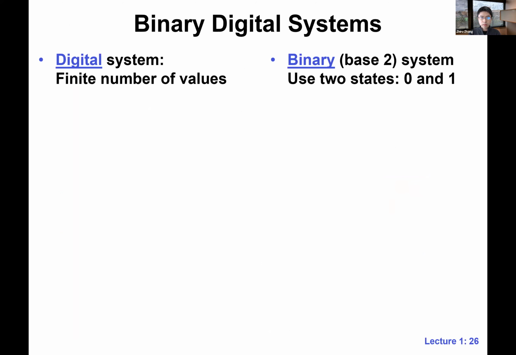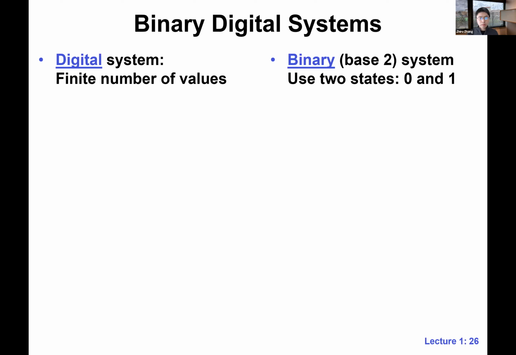So is the English alphabet a digital system? Yes, right? How about the dictionary? Is it digital? Yes, right? It's not infinite, it's finite. And the simplest kind of digital system is something that we want to study in this course. It's called a binary system. This is where we only use two states. So the simplest form is just 0, 1. We only have two states.